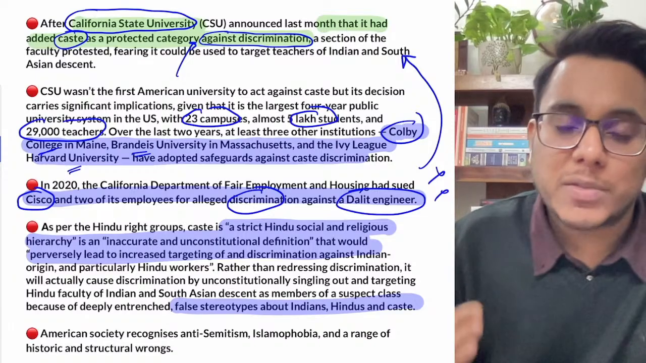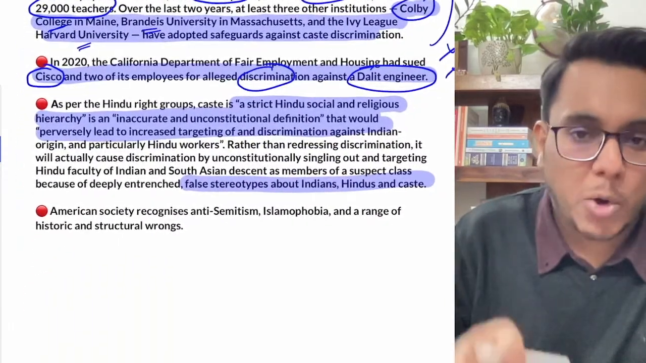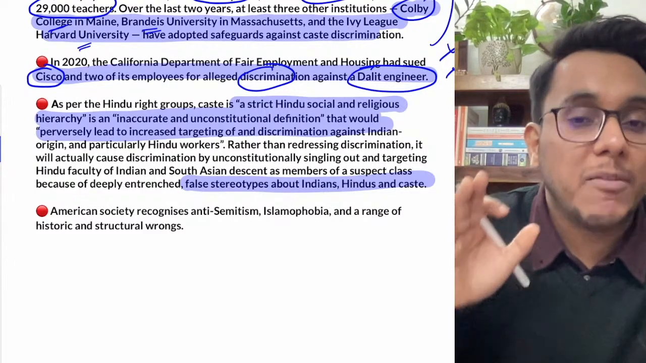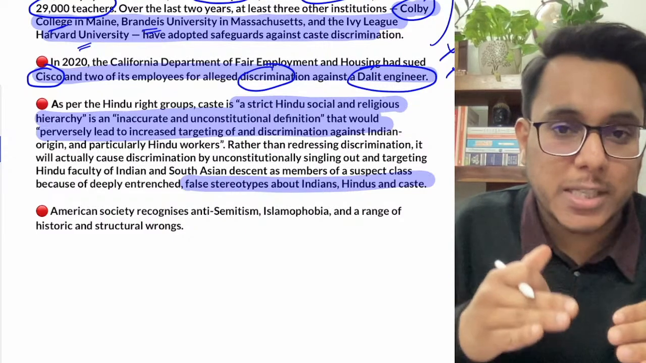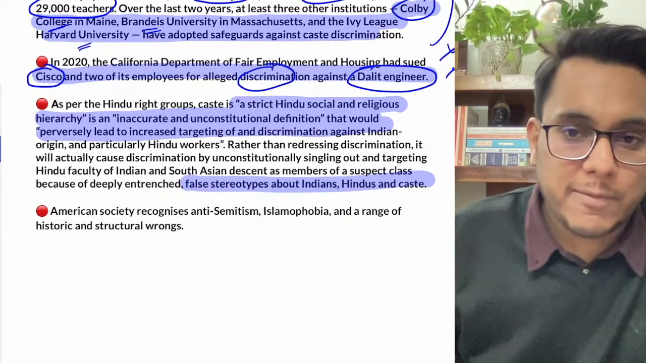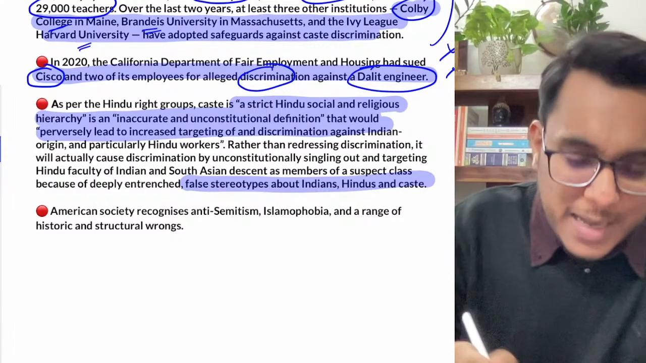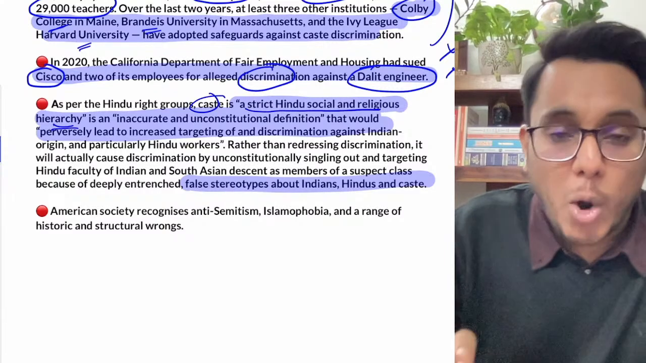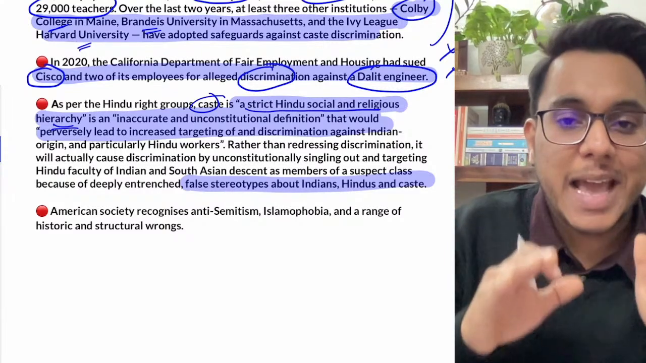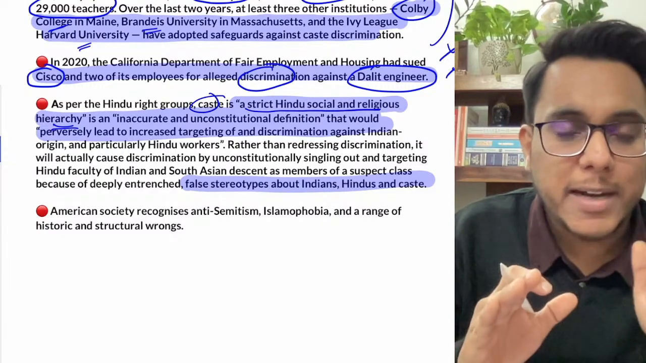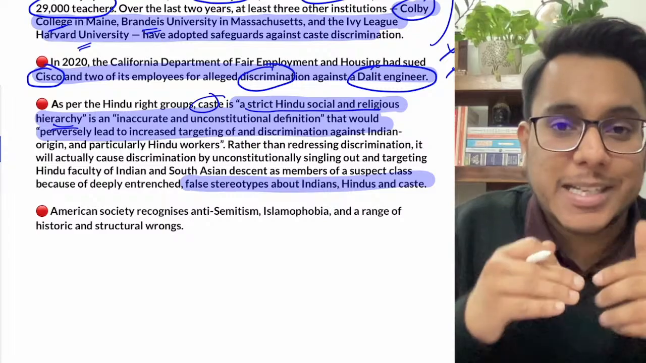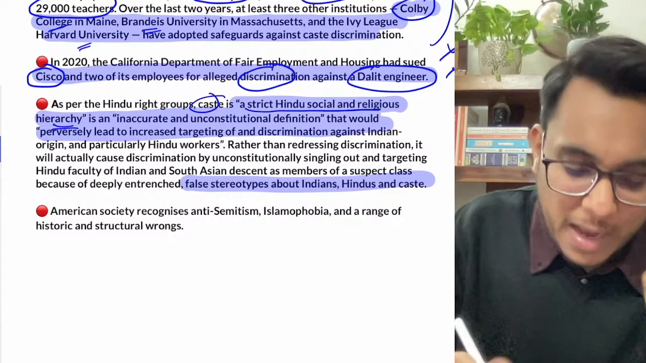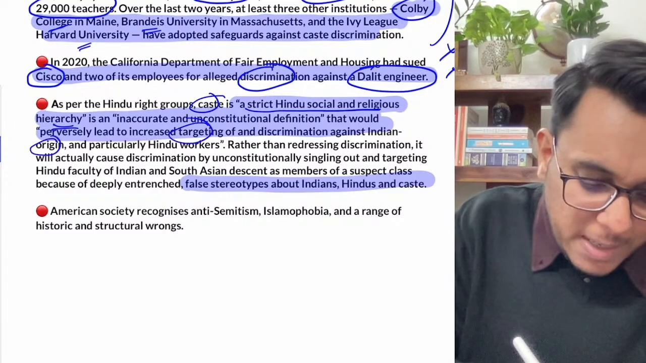Now guys, some right-wing groups have said that this is a wrong thing. According to them, this particular step is just based on an assumption. There has not been a detailed study for it. Many Hindu right-wing groups say that in the USA they have assumed that caste is just a strict Hindu social and religious hierarchy. According to them, this is an inaccurate definition of caste, and caste is not such a pervasive or universal phenomenon. They said that by this there will be unnecessary targeting of some Indian-origin workers.